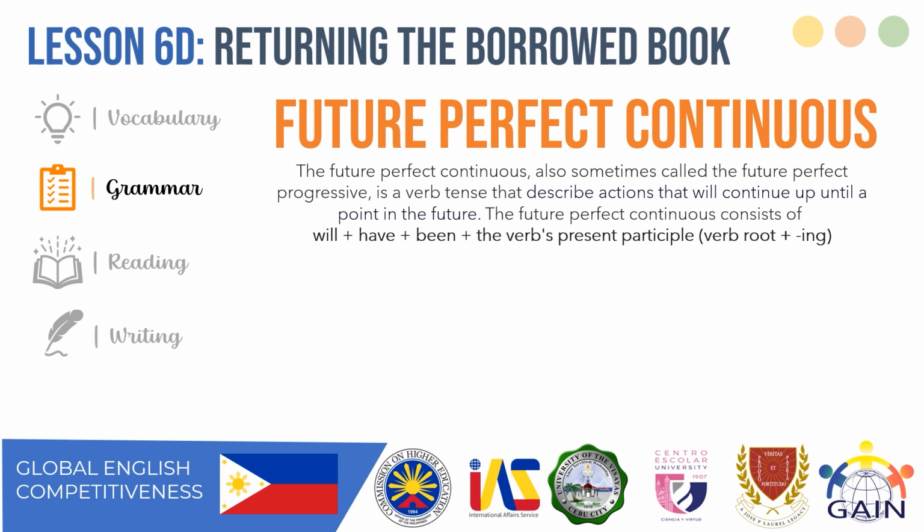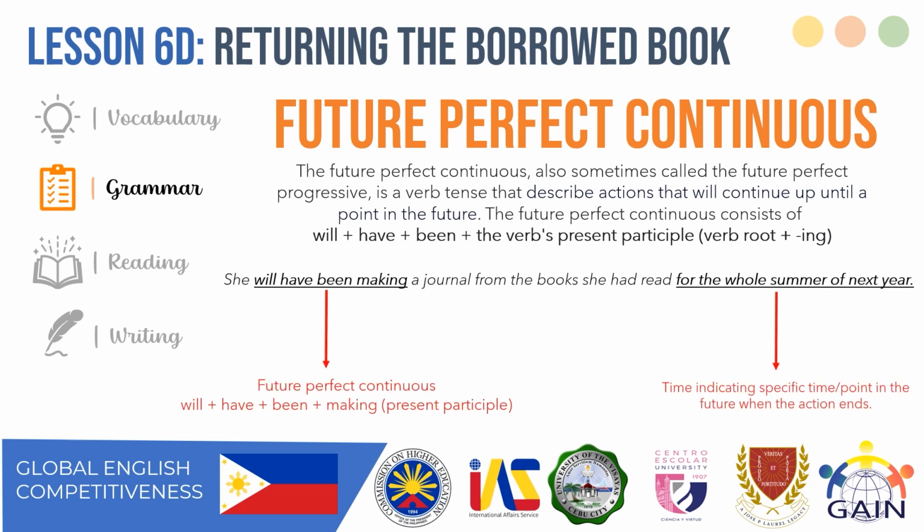For example, she will have been making a journal from the books she had read for the whole summer of next year. The future perfect continuous tense will have been making is used since the action indicates a progressive action up until a point in the future, which is whole summer of next year.